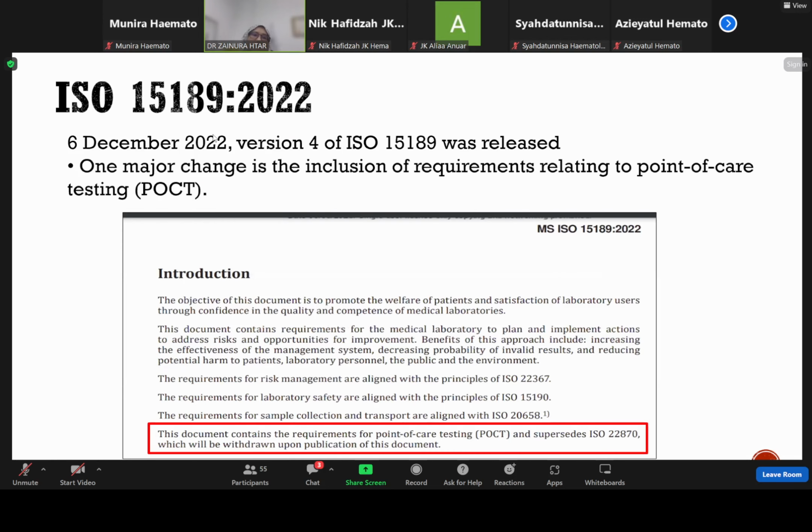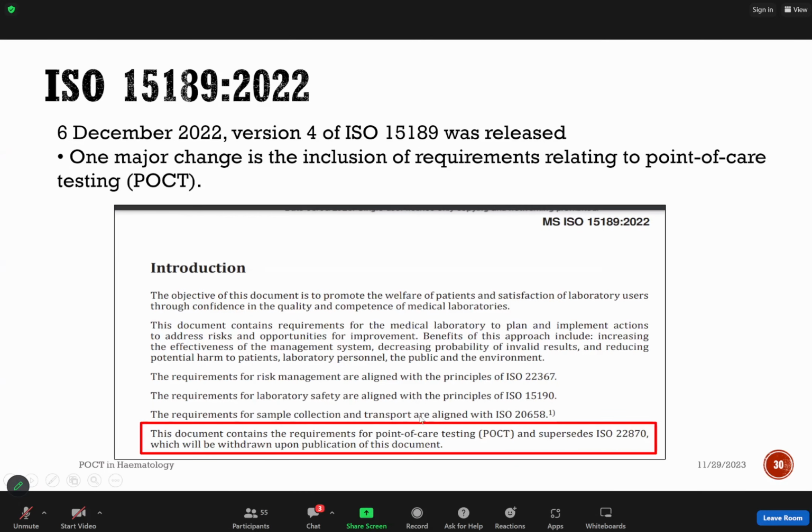And this is for ISO 15189 2022, version 4, released on 6th December 2022. One major change is the inclusion of requirements relating to POCT. We can see in this introduction that this document contains the requirements for POCT and supersedes ISO 22870, which will be withdrawn upon publication of this document. So now we no longer have ISO 22870.